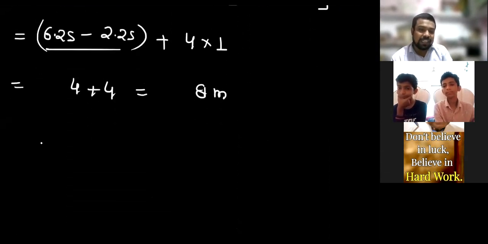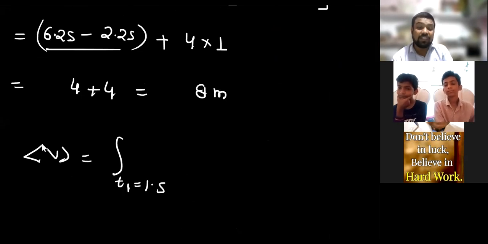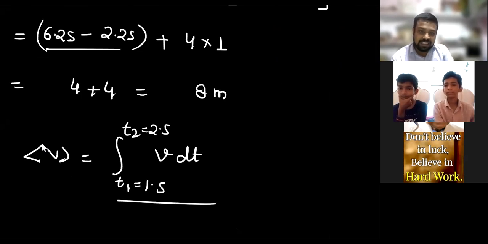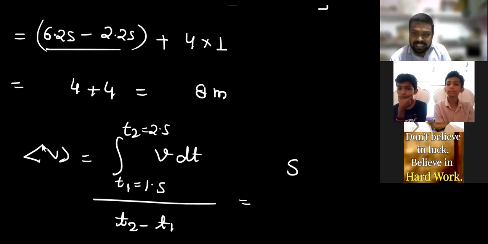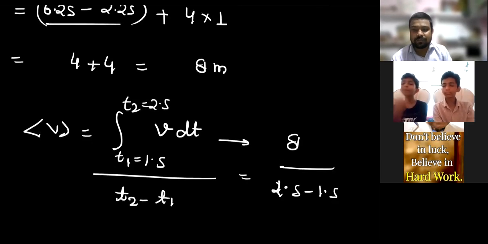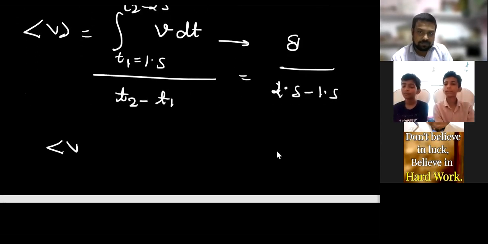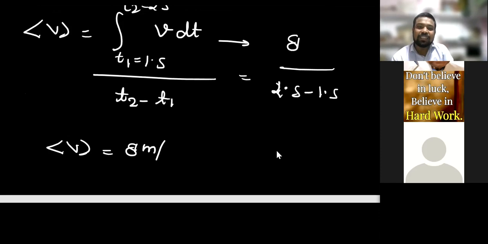Now the average speed is the integration from t1, which is 1.5, to t2, which is 2.5, of v dt, divided by what? T2 minus t1. This term is 8. Am I right? And 2.5 minus 1.5 is equal to what? 1. So the answer is 8 meter per second. This is your answer. My dear friend, please see this solution.